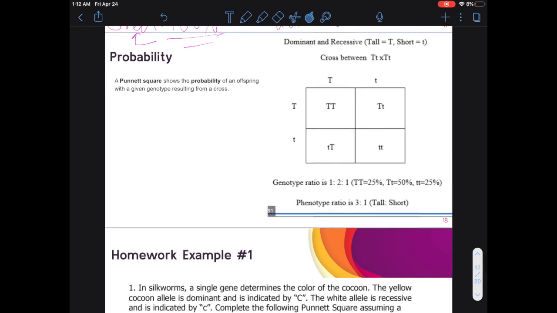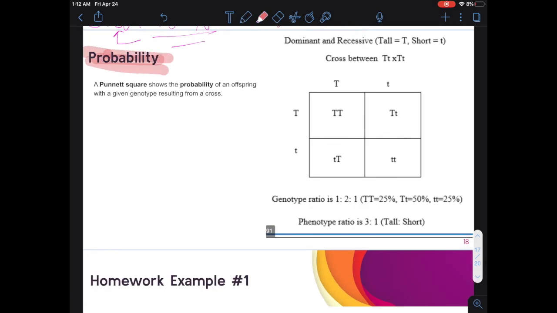Here's another example. When we're looking at probability, the Punnett square is showing you the probability of an offspring. So it'll show you the probability that the offspring will have a specific genotype. Being tall is dominant to being short. So remember, you use the letter for the dominant allele. So capital T equals tall, lowercase t equals short.